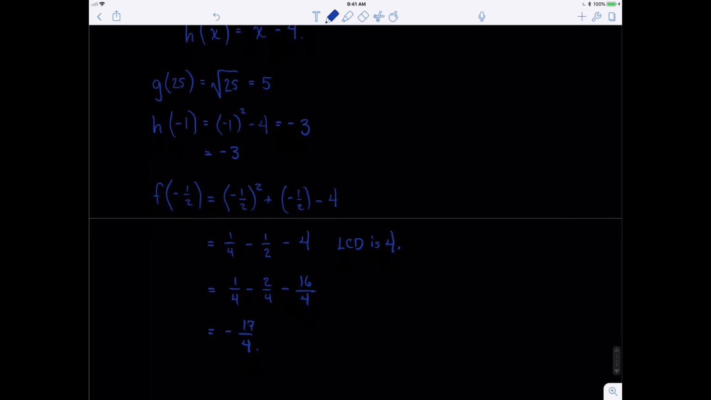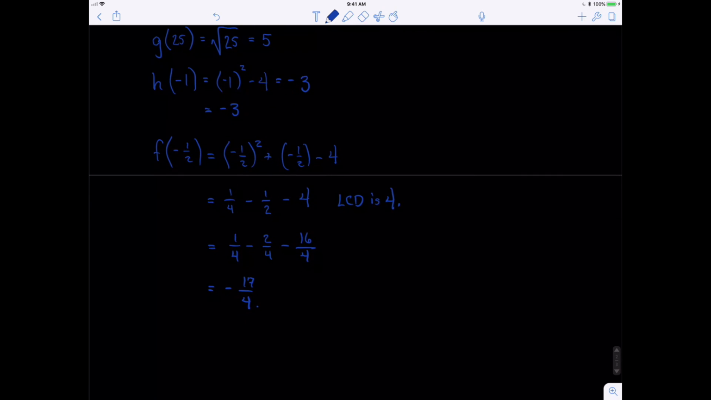And let's try one more. Let's try g of 0. Well, we can do that. That's the square root of 0, and we know that 0 squared is 0, so the square root of 0 is 0. And that's how you use function notation to differentiate which function you're talking about, and to also keep track of what your answer is when you're evaluating that specific function.